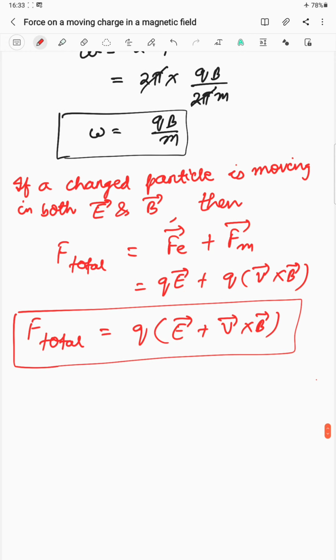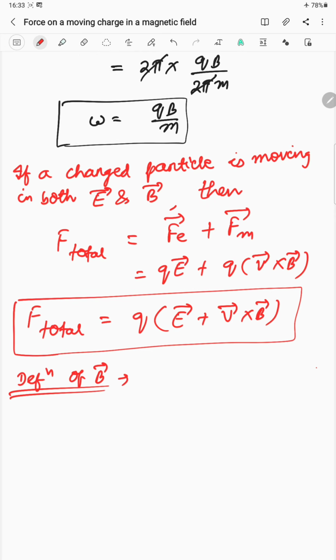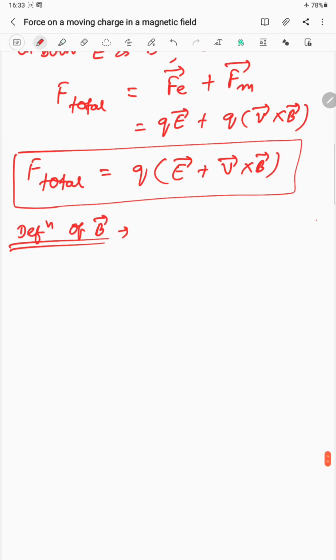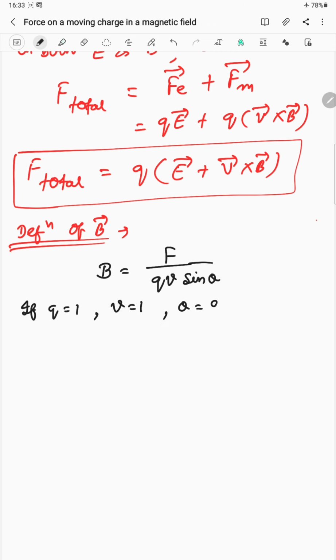Along with this, we need to define the magnetic field. So let us now define the magnetic field, the definition of magnetic field. While defining this magnetic field, we have to consider the expression from the Lorentz force, that is B is equal to F by qv sin theta. We'll use this expression to define. Now if q is equal to 1 and v is equal to 1, theta is equal to 90 degrees, this implies B will be equal to F. So how can I define it?